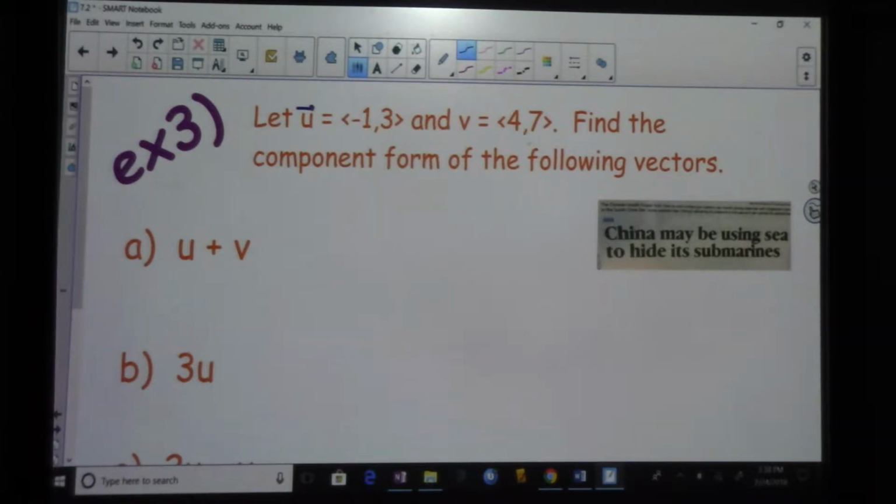So here we want U plus V. Well, that's pretty straightforward. We just add our i components and get 3. Add our j components and get 10. Okay, so 3U, well, it's just taking your U vector and multiplying by that scalar. That's what we call it when we multiply a number and a vector. So we end up getting negative 3, 9.